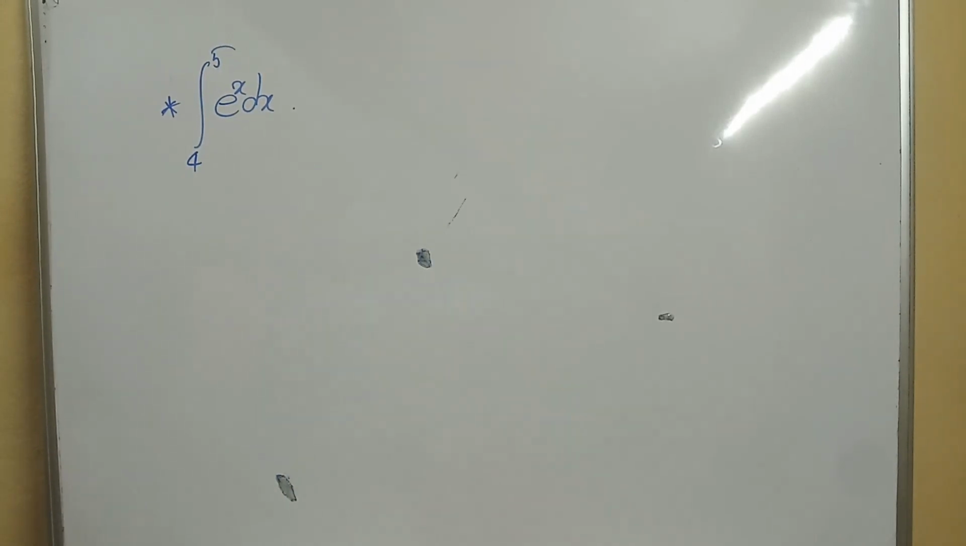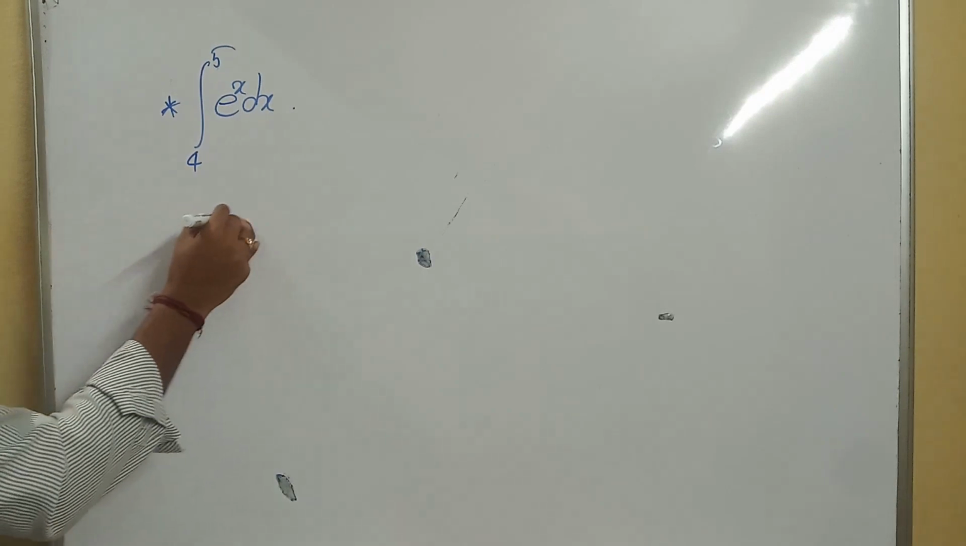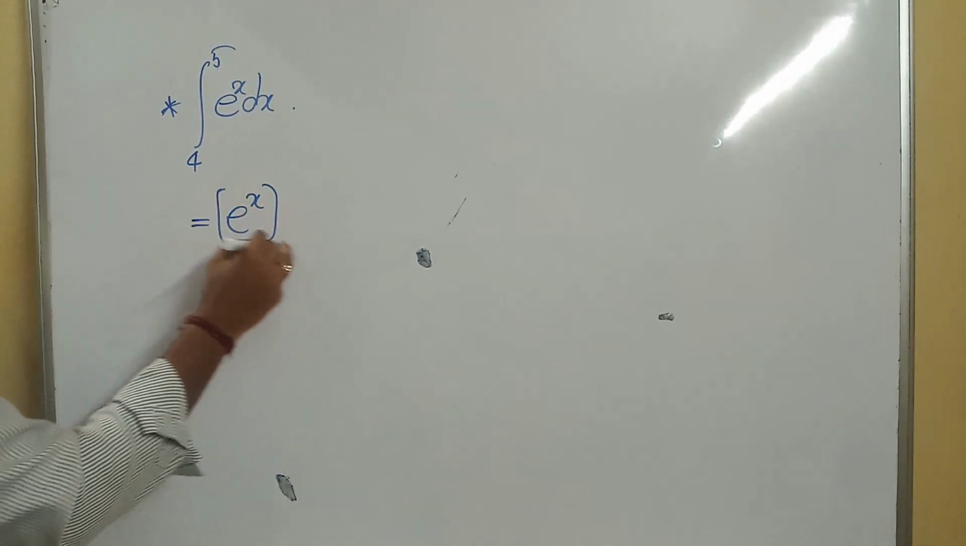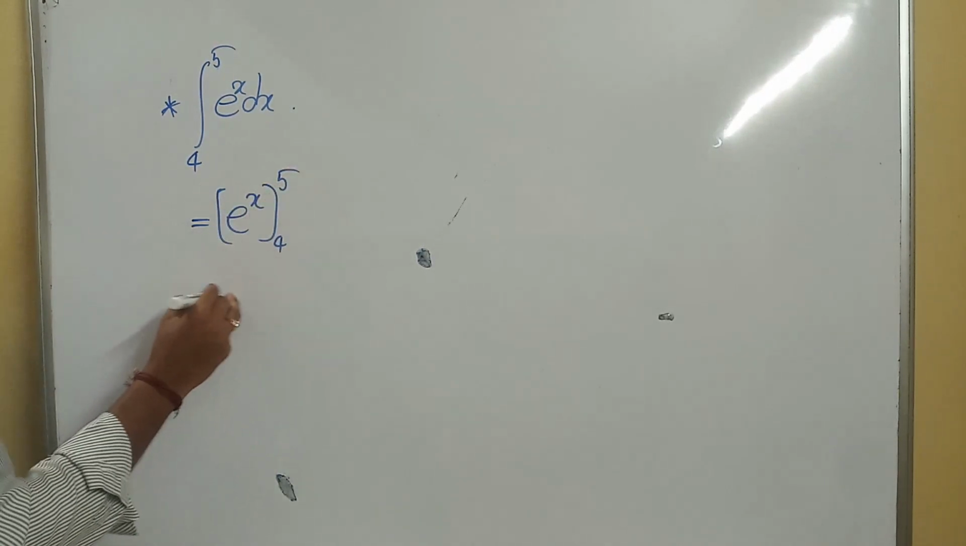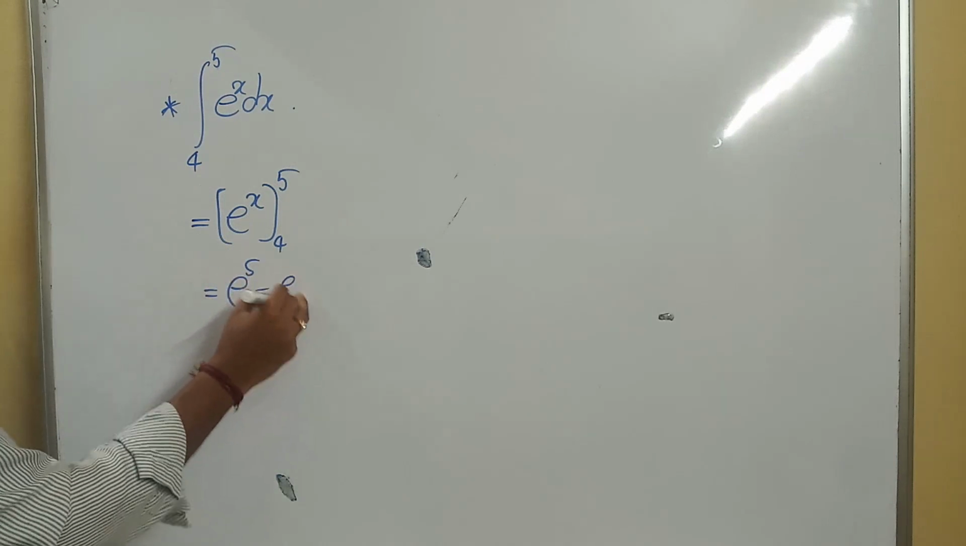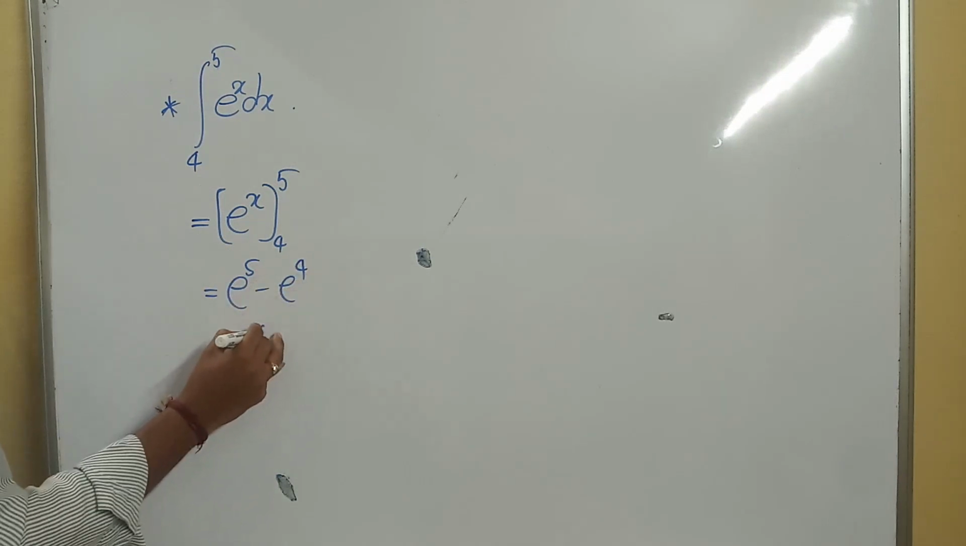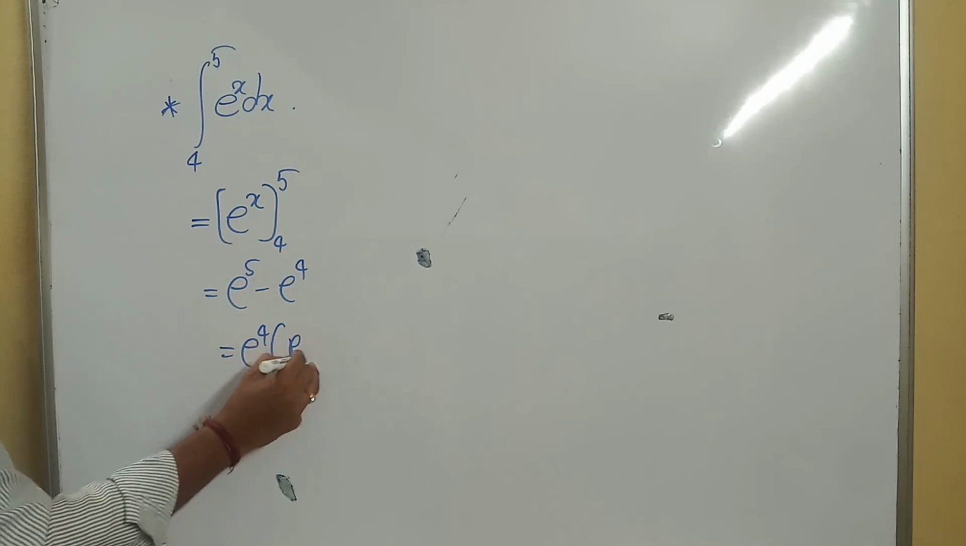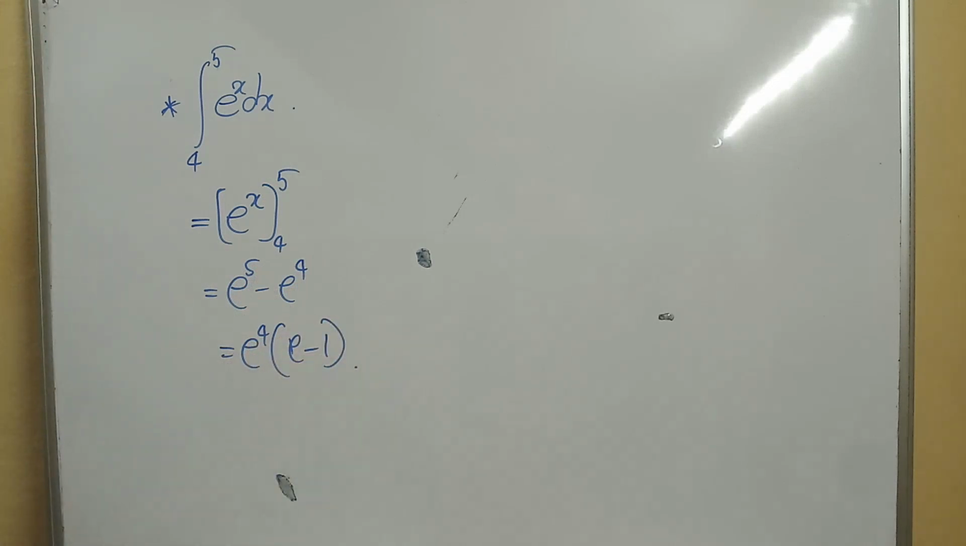Focus on the board. What is integral of e raised to x? E to the power x. The limits are 4 to 5. Substitute the upper limit value: e to the power 5 minus e to the power 4. If you want to take e to the power 4 as a common, e minus 1. Got it?